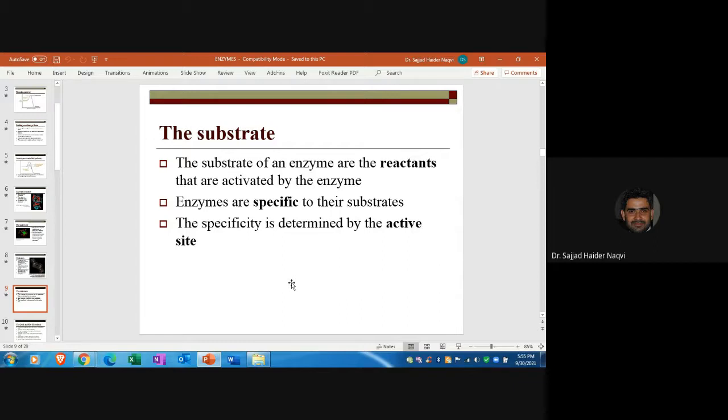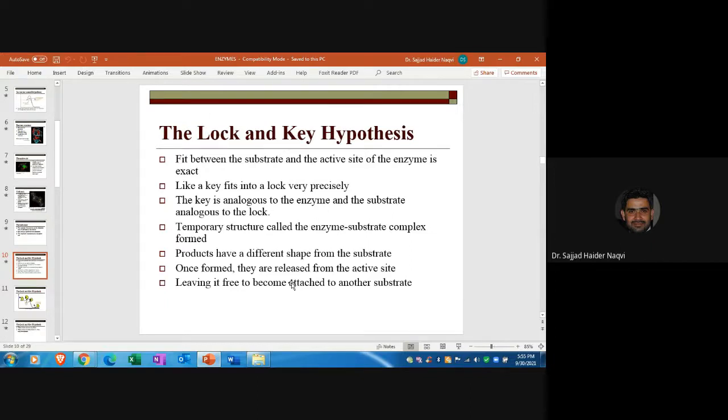And this specificity of the enzyme is actually determined by the active site, which I mentioned earlier. So that means a particular enzyme has a particular active site that is capable of binding with a specific substrate. So not all substrates can bind to the active site, and that's how enzymes are highly, highly specific. Okay, till now we have gone through some basic concepts about what enzymes are, cofactors, substrate, reactant, activation energy, and so on and so forth.